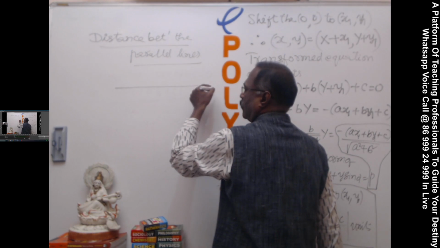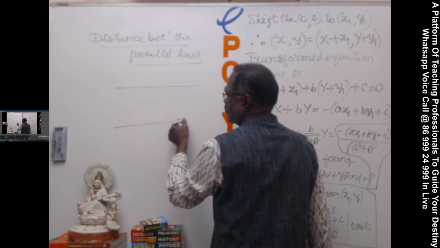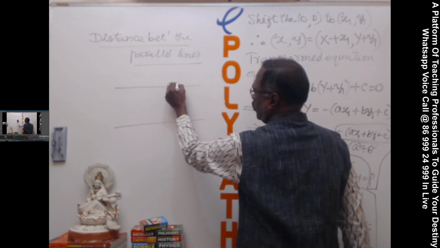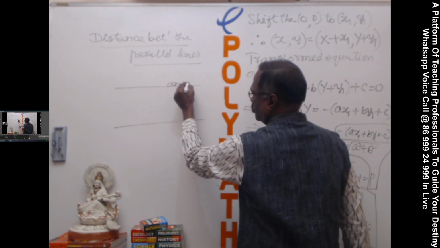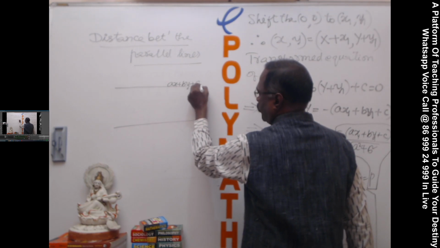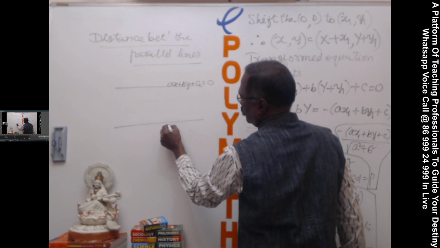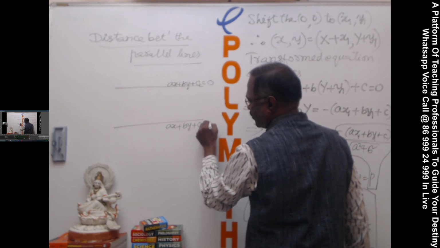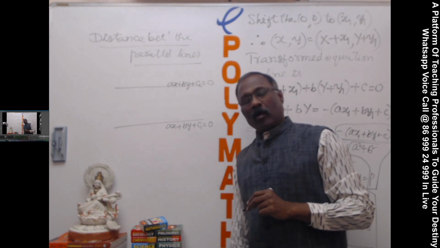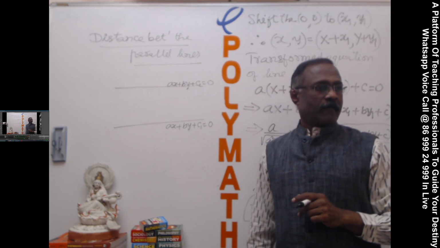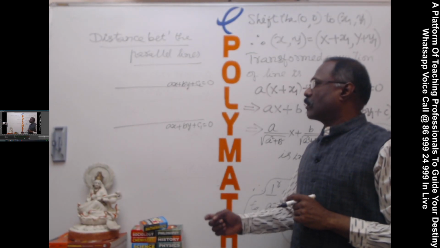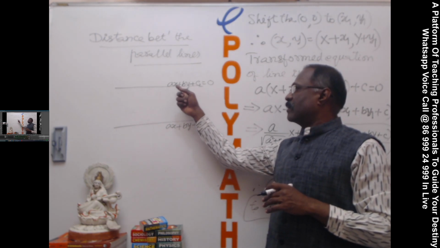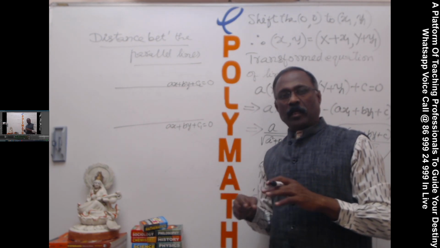This is one line. This is another line. This line: ax plus by plus c2 equal to 0. This line: ax plus by plus c1 equal to 0. A very important point to be observed: the slopes of these two lines are equal. That means the coefficients of x and y must be equal.